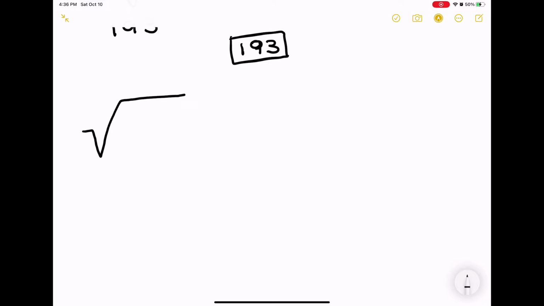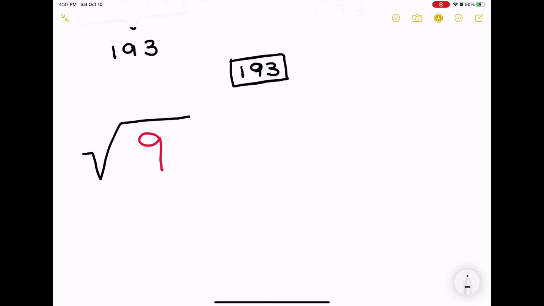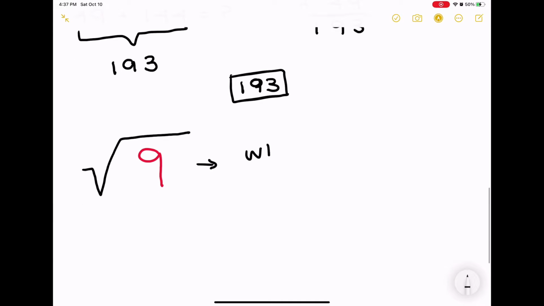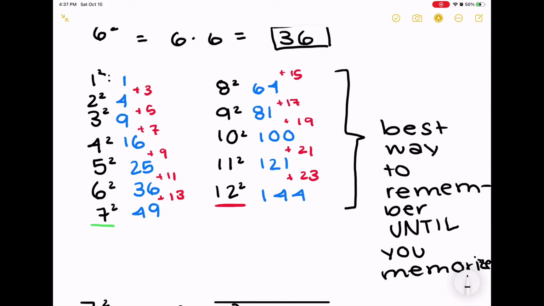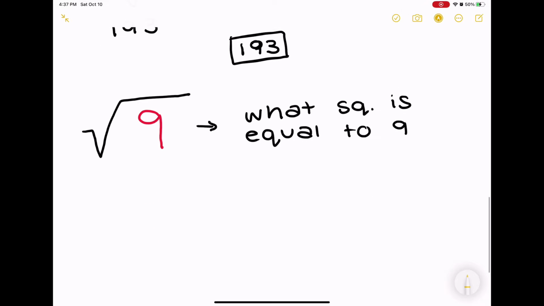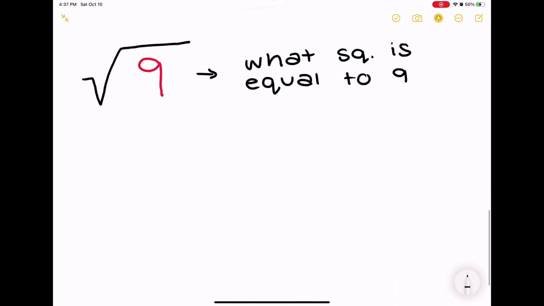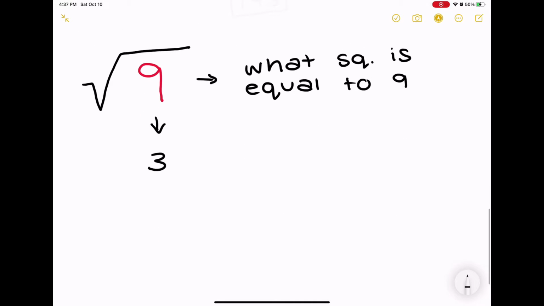So when we're solving equations, we need to do the opposite. And what is the opposite of an exponent? Well, that is actually square rooting a number. So in this example, the square root of 9. So it's basically asking, what squared is equal to 9? If we refer back to our chart, 3 squared is equal to 9. So we know the square root of 9 is 3.